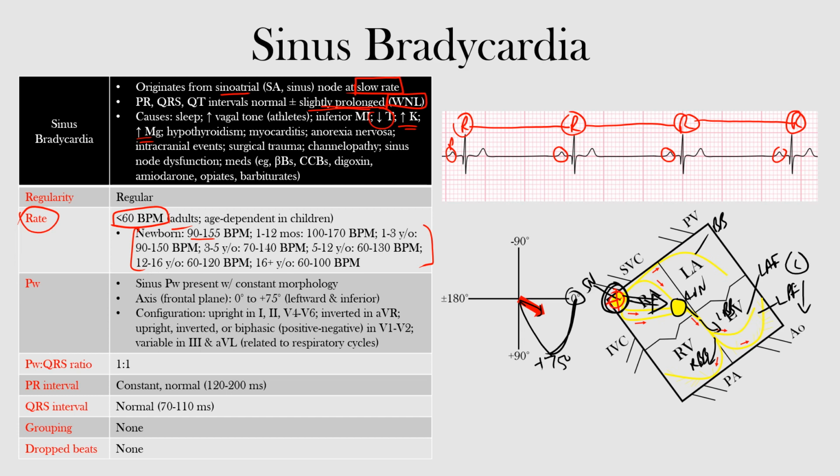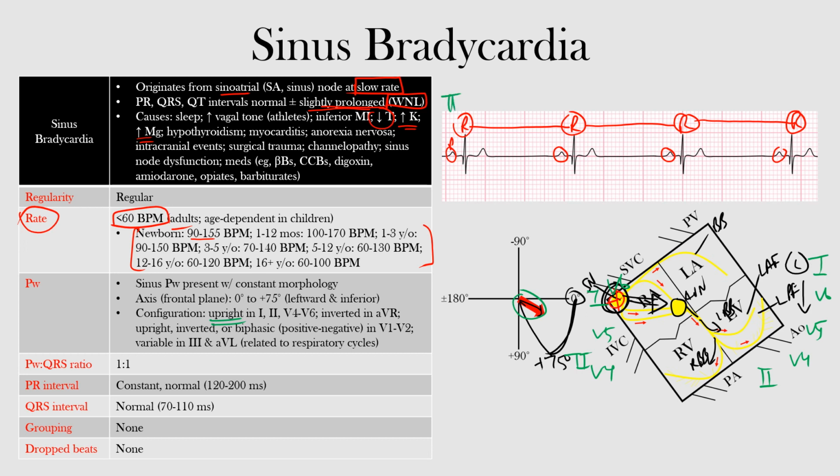In terms of the configuration, they'll be upright in leads 1, 2, V4, V5, and V6. Why is that? Remember, lead 1 sits here, lead 2 is here. Then in our horizontal plane, we have V4, V5, and V6 that represent our left lateral precordial leads. If you imagine them here, lead 1 here, lead 2, V4, V5, V6, you can see why as the arrow heads in that direction, we will see upright P waves in those leads. That's just what we see in sinus rhythm.